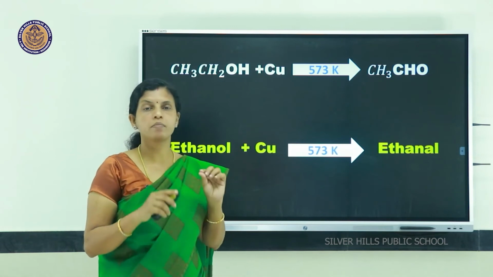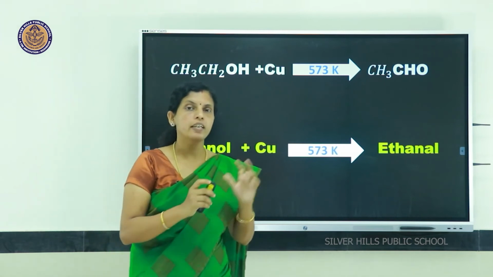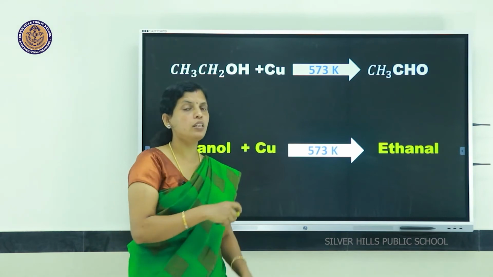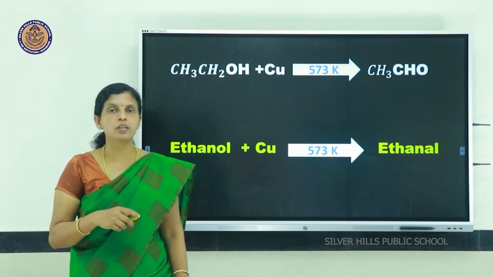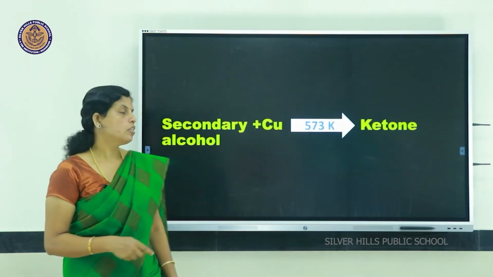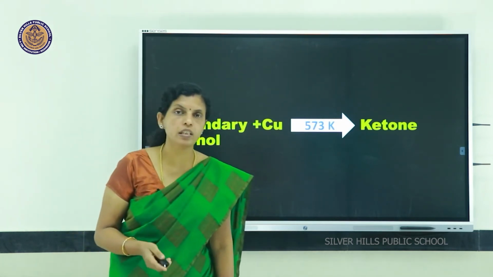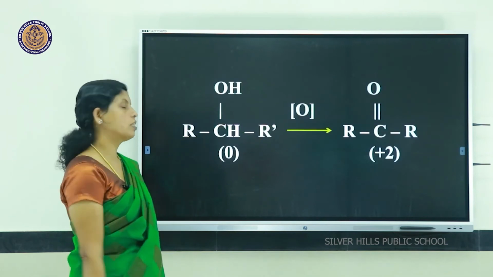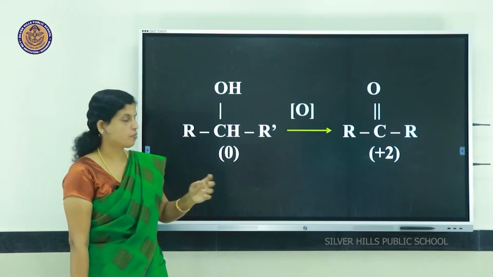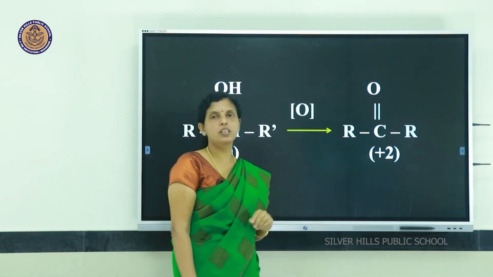573 Kelvin. The temperature is very important. Only at this temperature, that is 573, will the dehydrogenation of alcohol occur. So, by treating with copper at 573 Kelvin, primary alcohol gives aldehydes. If we are using a secondary alcohol, the product will be a ketone. So, secondary alcohol on treating with copper at 573 Kelvin gives a ketone. For example, R CHOH R dash on treating with copper at 573 Kelvin gives a ketone.